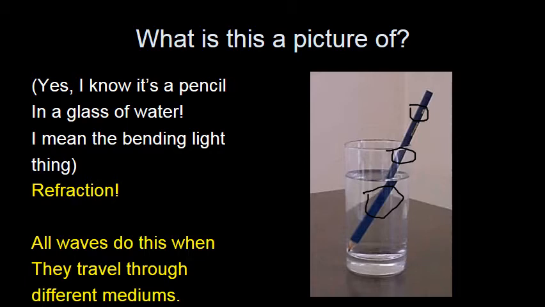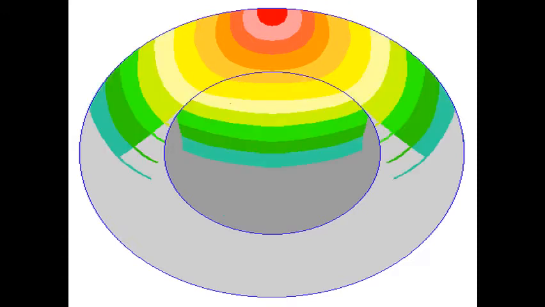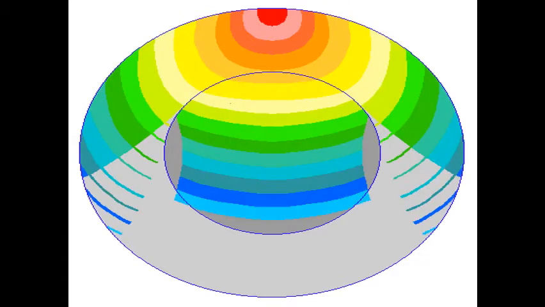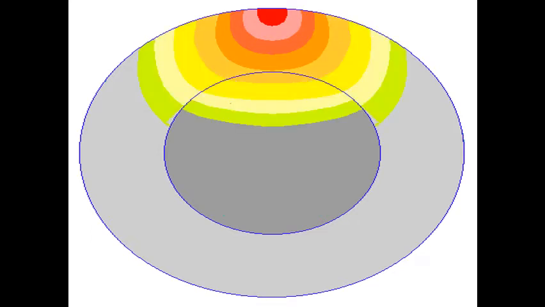Well, what does this have to do with the Earth? What kind of waves go through the Earth? Think about that for a second. What kind of waves go through the Earth? Well, how about earthquake waves, right? Earthquake waves go through the Earth and they get bent in exactly the same way. All waves get bent when they travel through things of different densities. So we can actually measure this and measure how they get bent.